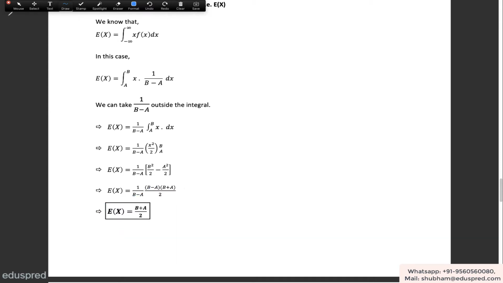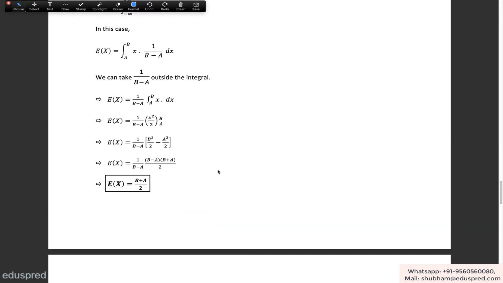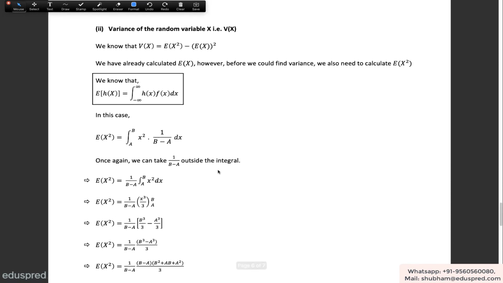Now the next thing that we have to figure out is the variance of x. Okay, so let's see how we can do that. To figure out the variance of x, I'm going to use this formula over here. Now in this formula, we already know the expected value of x. We just found it. It is equal to a plus b by 2, or you can also write it as b plus a by 2. Doesn't make any difference. So now we know the expected value of x. So the second term is sorted.